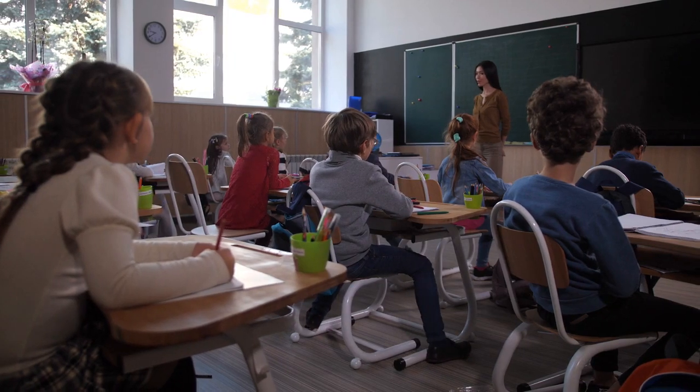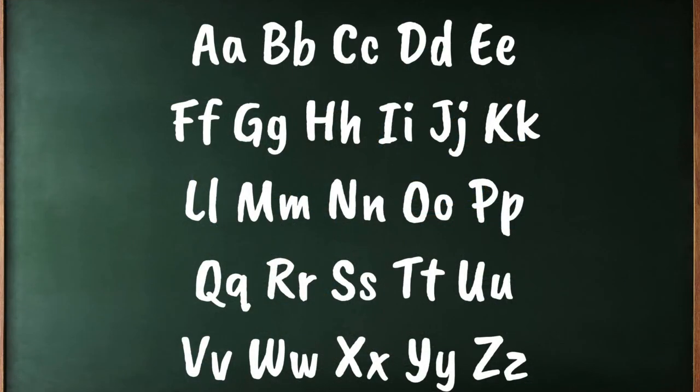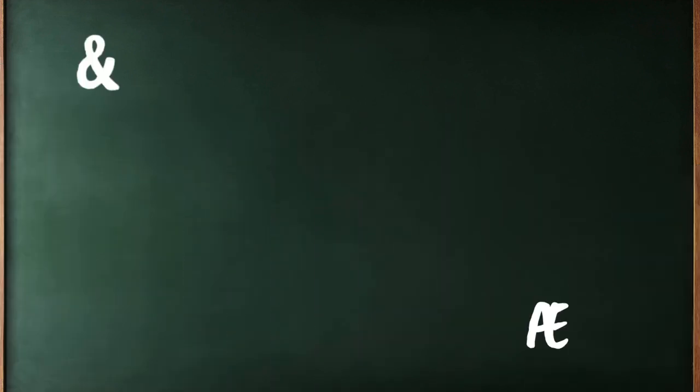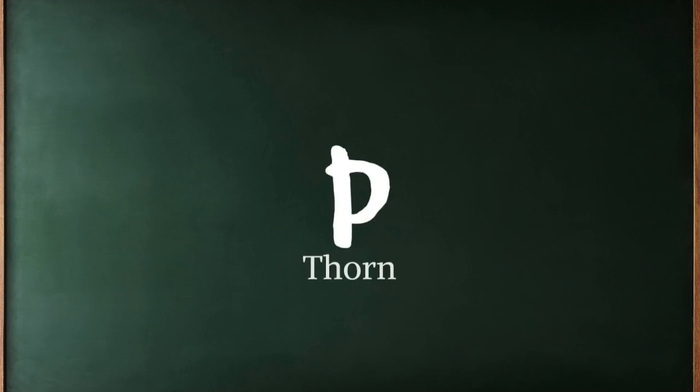Every kindergartner in the English-speaking world learns that there are 26 letters in the alphabet. It wasn't always that way, though. Over the years, there have been several letters that have passed into and out of English. And we should bring one back.